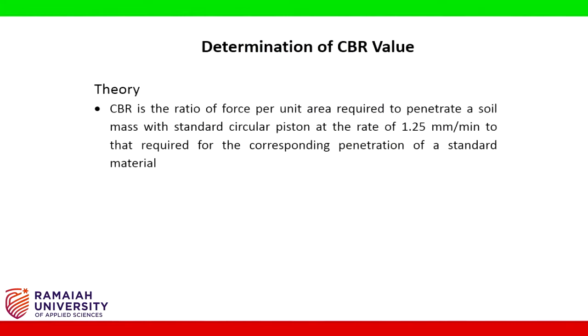CBR is the ratio of force per unit area required to penetrate a soil mass with standard circular piston at a rate of 1.25 mm per minute to that required for the corresponding penetration of a standard material.